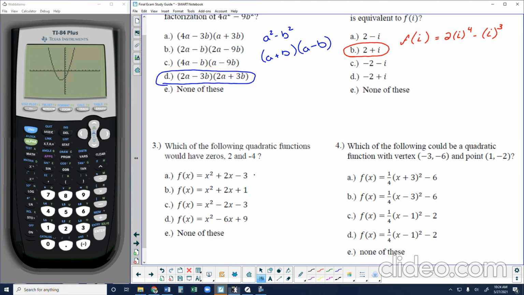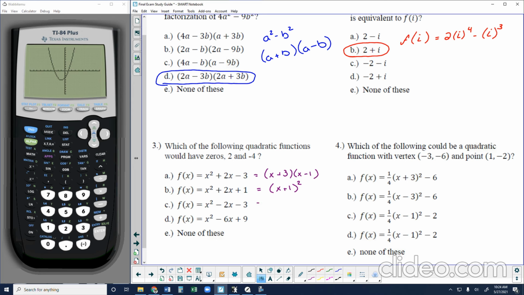That's also because we can look at the factorization of this. The factored version would be x plus 3 and x minus 1, giving us zeros negative 3 and 1. So I could graph these individually one by one, or what I could do is factor them. The second one factors into x plus 1 quantity squared. That's not going to give me the correct zeros that I'm looking for.